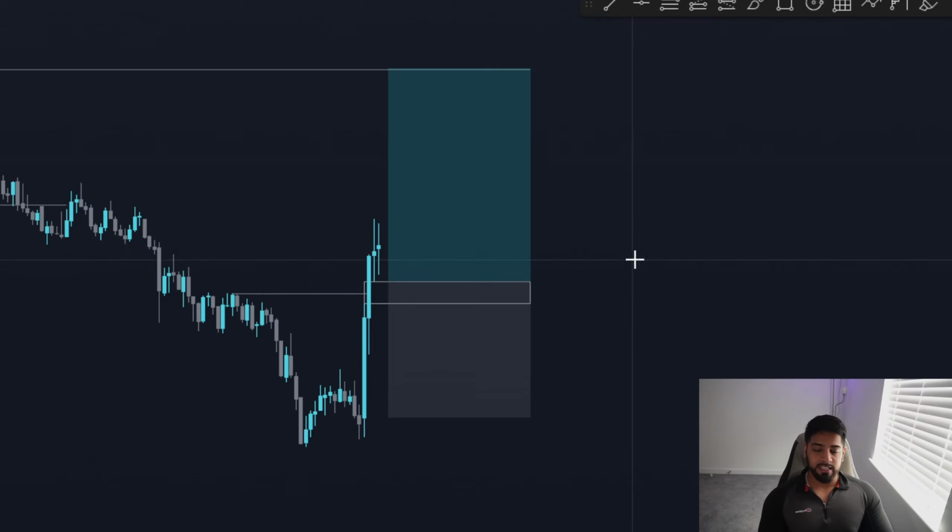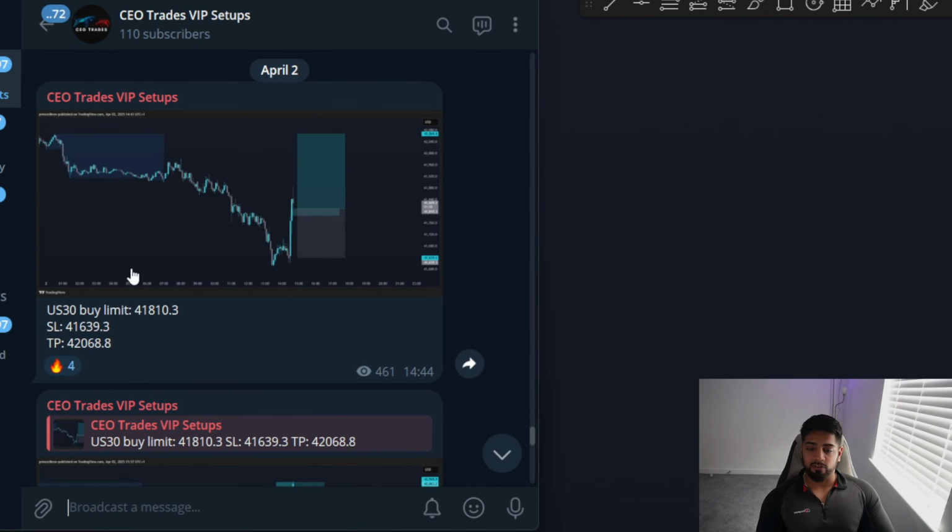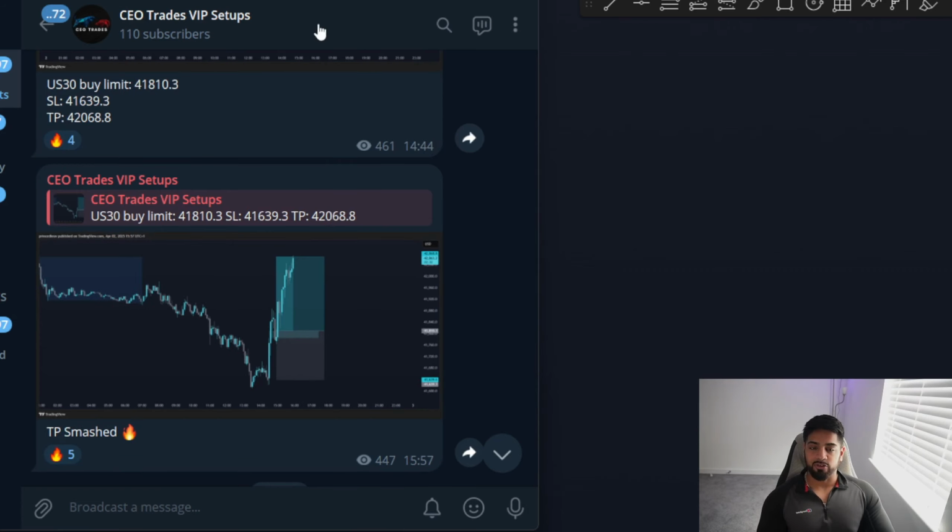So now that everything is said and done, we've gone through the checklist, we've made sure that we've got a super A+ setup, everything is following our plan. This is where we can actually go ahead and take this trade. And as you can see right here, I sent this exact same trade, the US 30 buy limit with the numbers and the screenshot of exactly what had happened inside of the VIP group so that everyone of the members could actually take this trade with me.